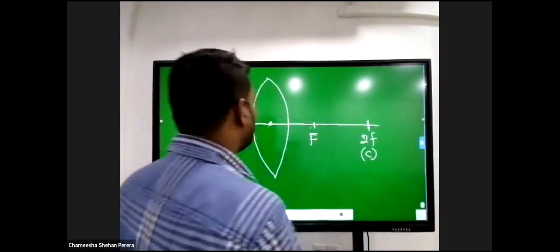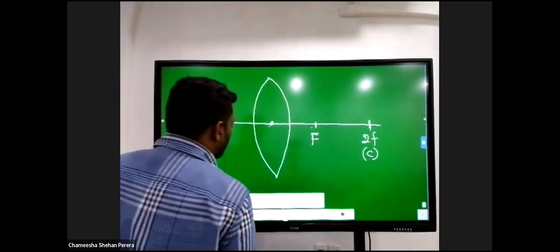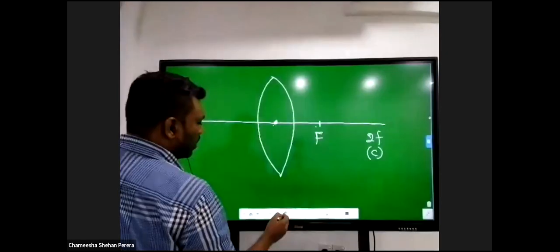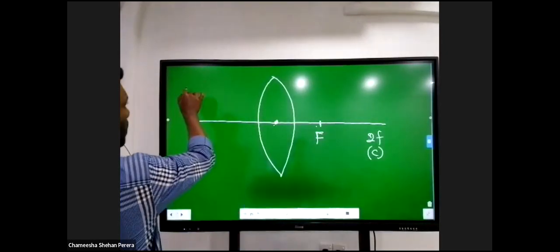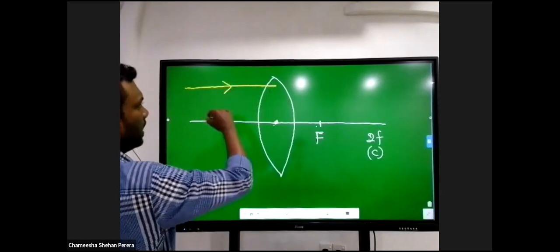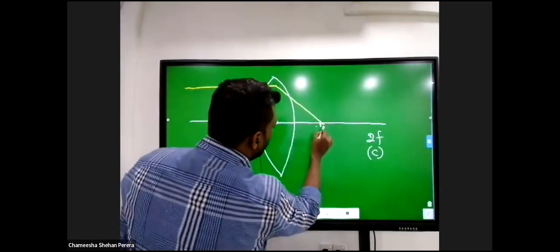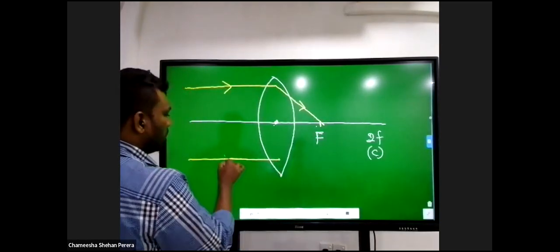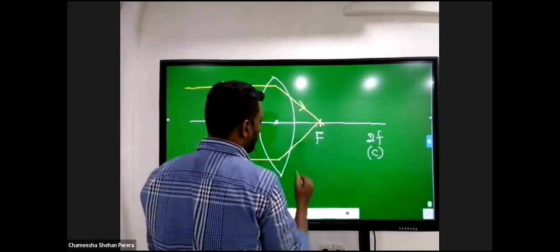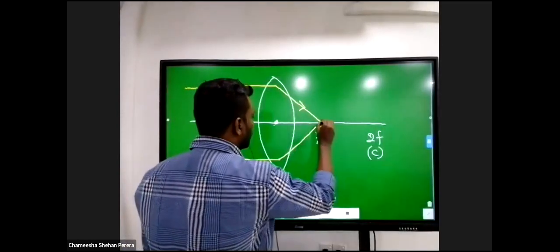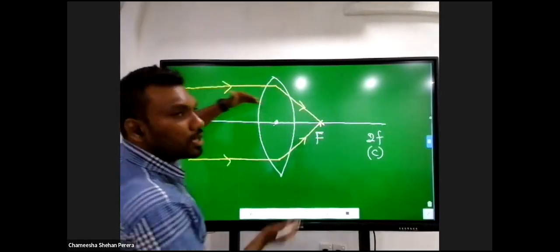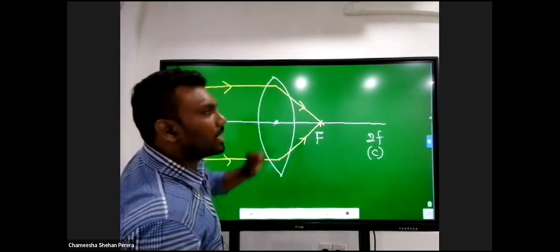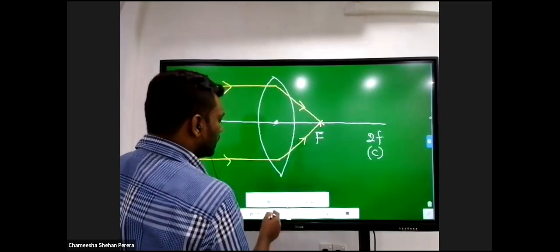Now there's a parallel light ray coming into this convex lens. The light ray gets converged and focused on the focal point. Another parallel light ray comes, gets converged and focused on the focal point. So since these parallel light rays are converged by this convex lens, we call these convex lenses converging lenses.